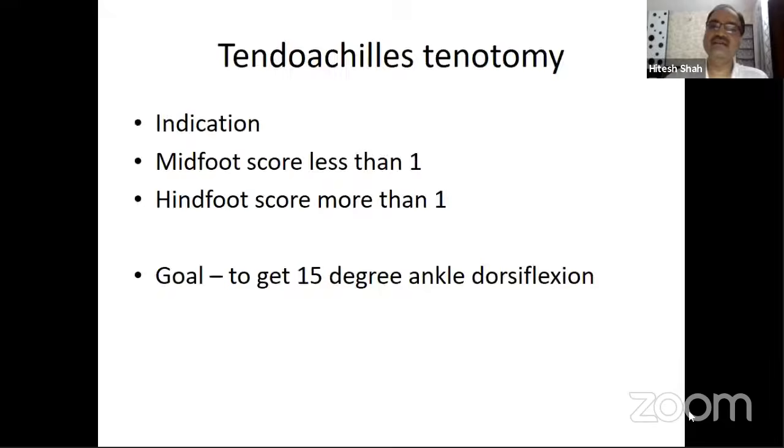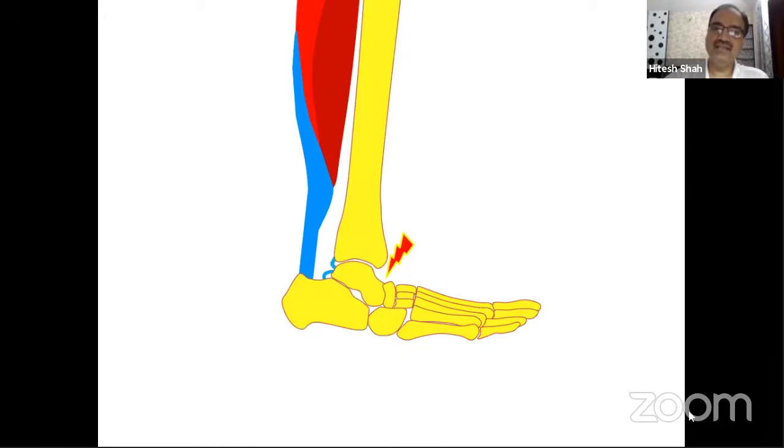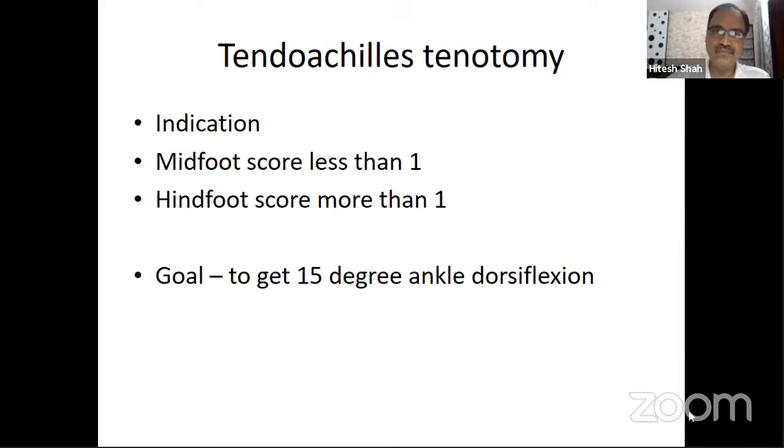Rather than that, we can utilize the simplest surgery, tenotomy, because in a child the tendon regenerates very well. So when should we do it? Ideally, the midfoot deformity score should be 0, but 0.5 to 1 can be acceptable in some cases. The hindfoot score should be more than 1. If the hindfoot score is 0, there is no need for a Tendoachilles tenotomy. That is the remaining 5 to 10% of cases.